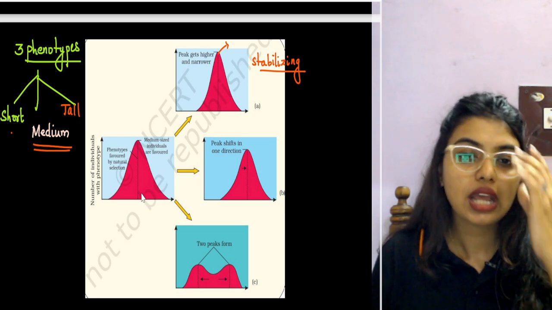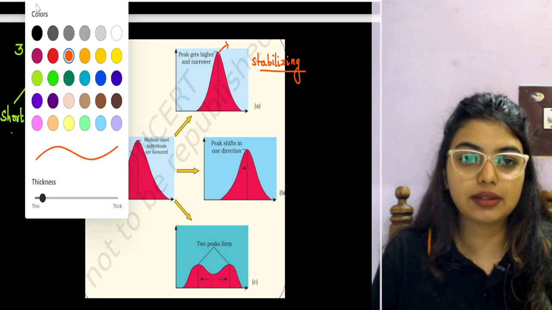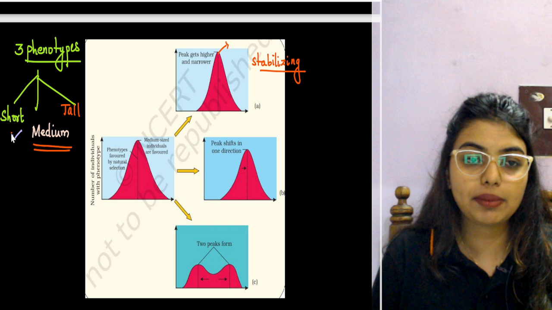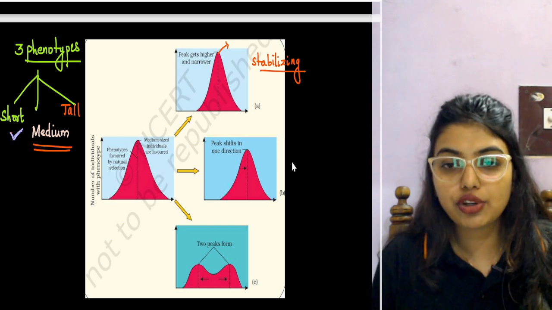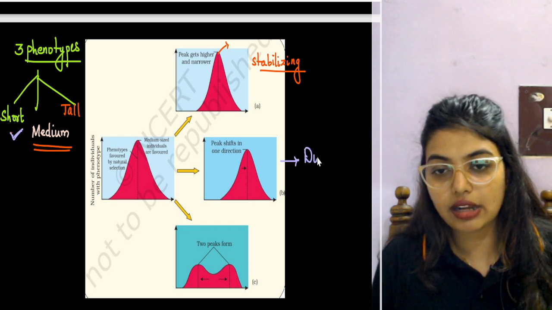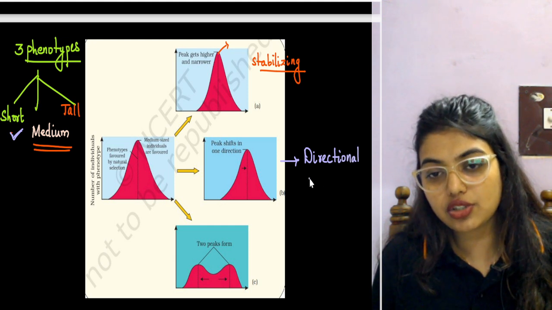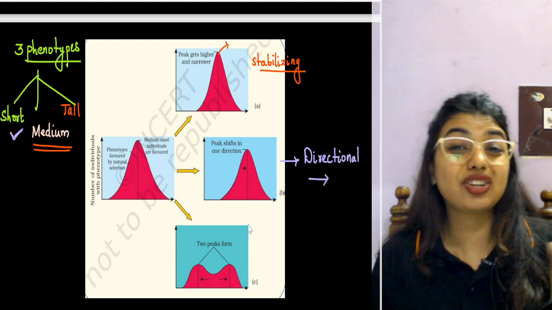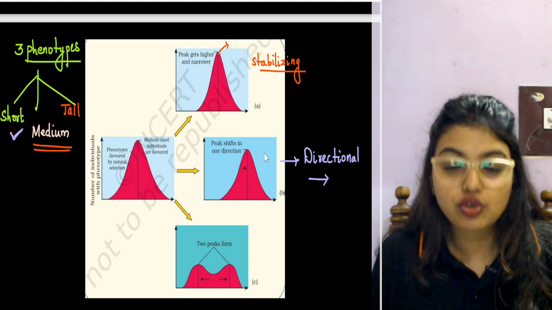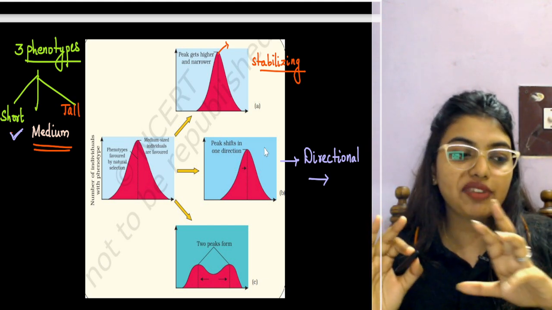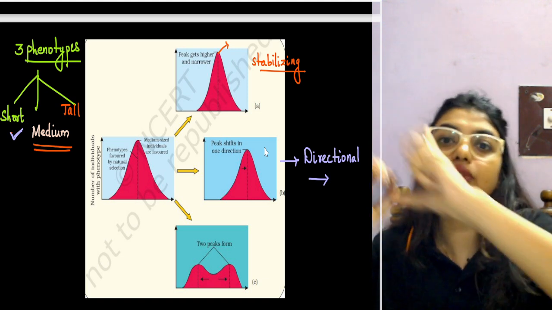Now imagine I select any one peak. Let's say I select the short people. Then I am going to get a directional graph. Why am I going to get a directional graph? Because it is going to move in one direction. I selected only the short people, so it is going to move only in one direction. One extremity I have chosen. So if I am choosing one extremity, it is going to move in that extremity.